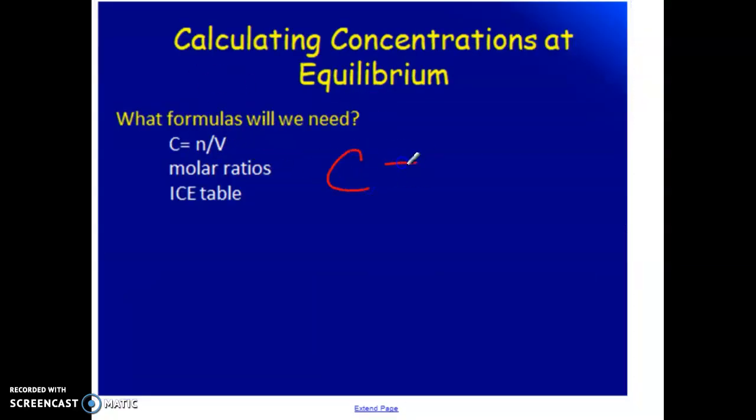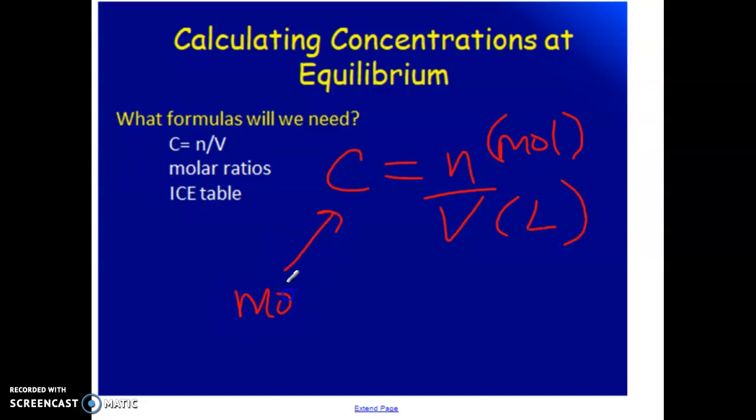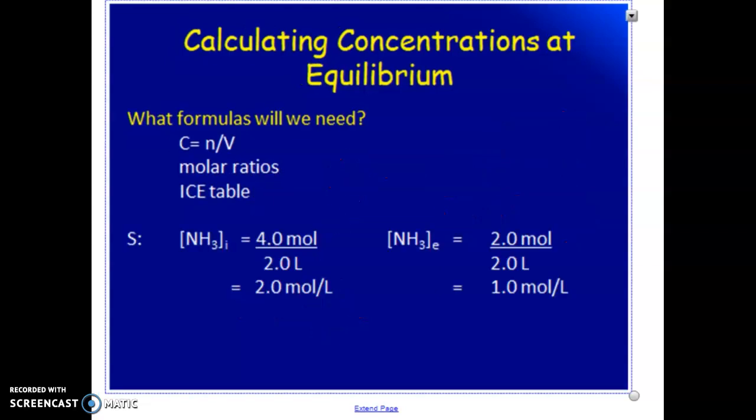So how we're going to do that, this goes back to grade 11 again. C is equal to n over V. So just to recap, that is moles, and the volume must always be in liters because this concentration is going to be moles per liter. So we're going to use our C equals n over V to figure out the concentration for the initial and equilibrium values that we're given. And then we're going to set up our ICE table, and I'll show you how we're going to do that.